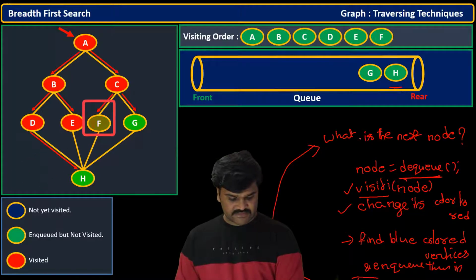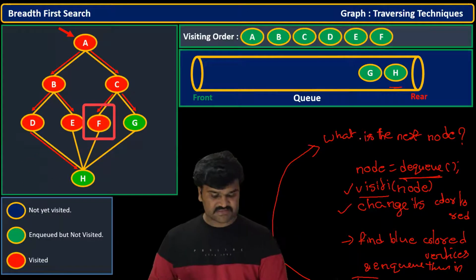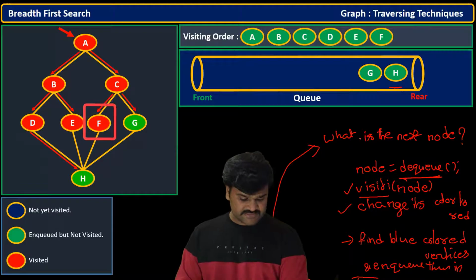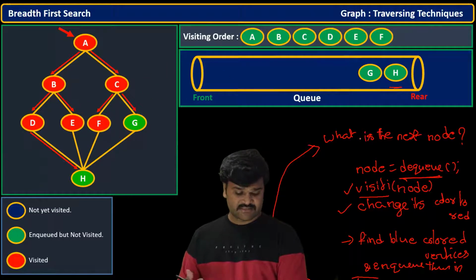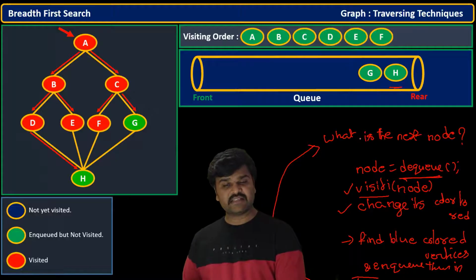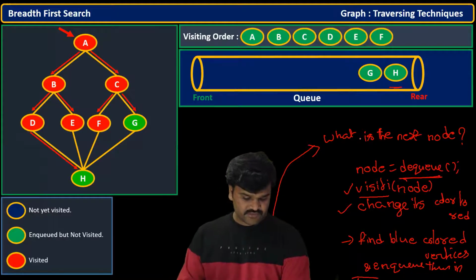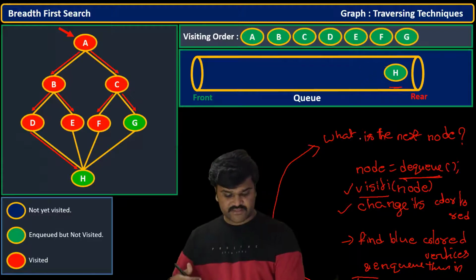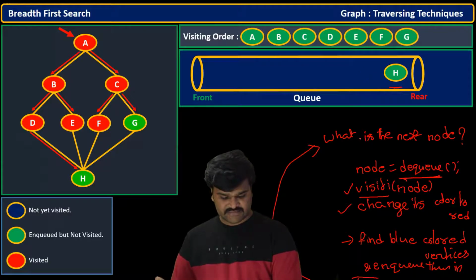That means change its color to red. And same discussion even here also. Who is the neighbor actually? Of course C and H are neighbors, but C already visited, H already considered. So even F also not going to enqueue any vertex. So that is why it is going to the next node for visiting, that is G.